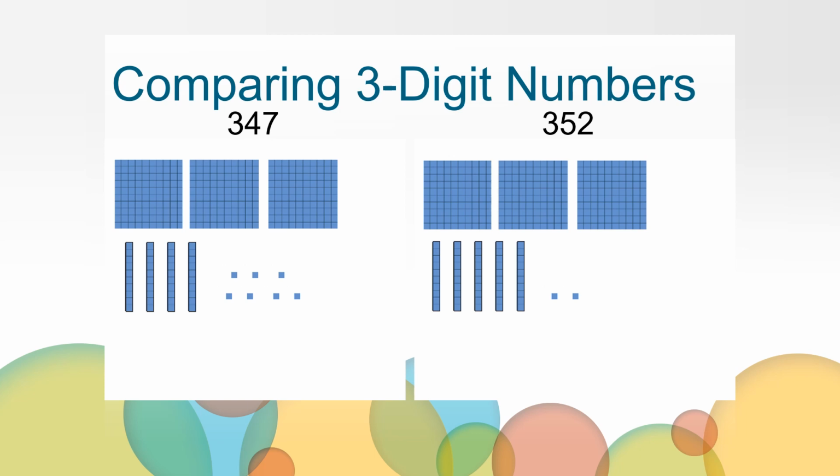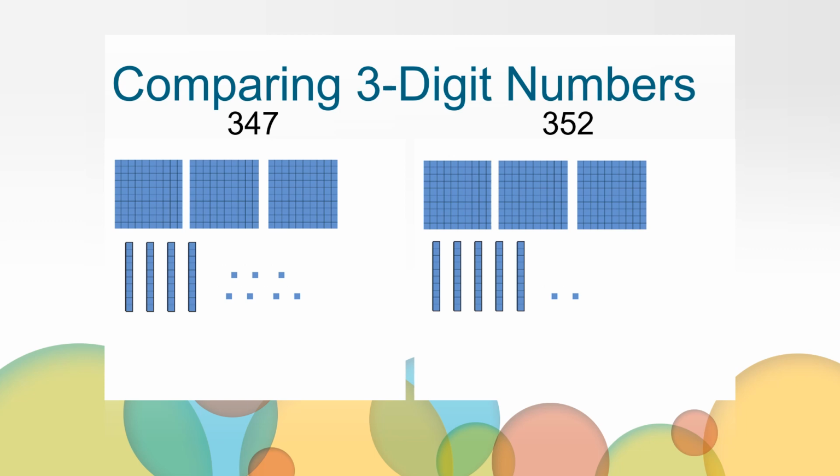If we start with the largest blocks, or the number that is in the place with the greatest value, we would look at the hundreds place first. Both numbers have 3 in the hundreds place, which is shown by the 3 hundreds blocks in our picture. So next we look at the value of the numbers in the tens place.